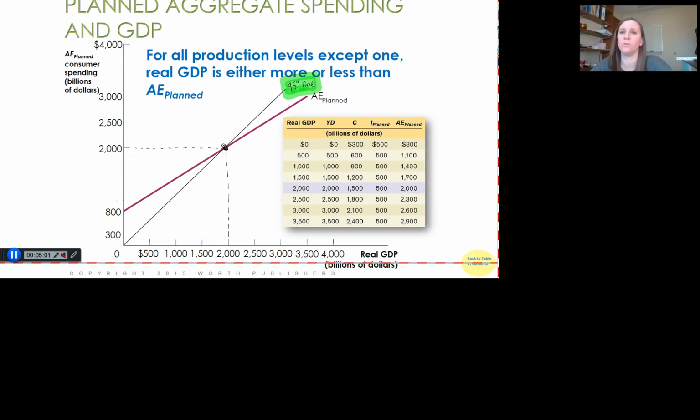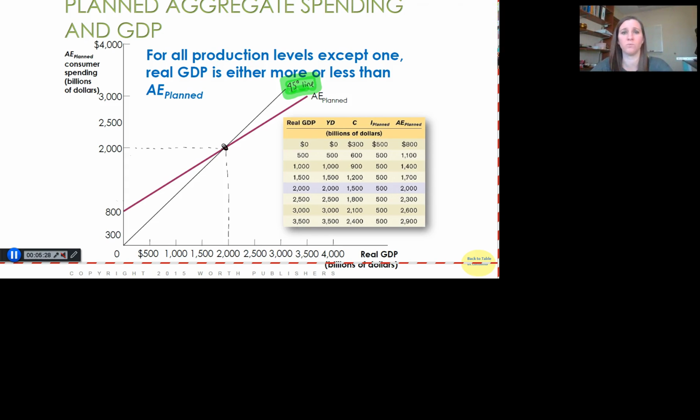So what we can do is draw this 45-degree line that goes from 0, 0 up at a 45-degree angle. And what I want to mention to you is the 45-degree line are just XY pairs that are equal. X is equal to Y. So for instance, 1, 1, 2, 2, 2,000, 2,000, 3,000, 3,000. So that's what that 45-degree line is representing.